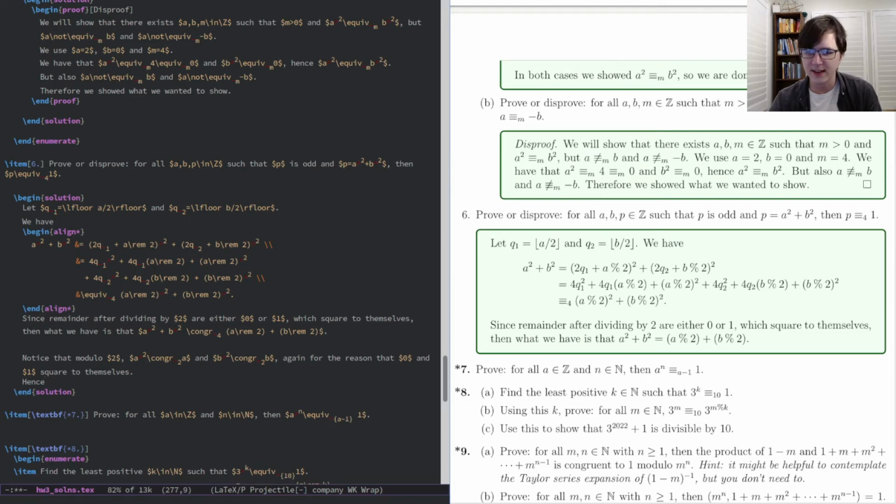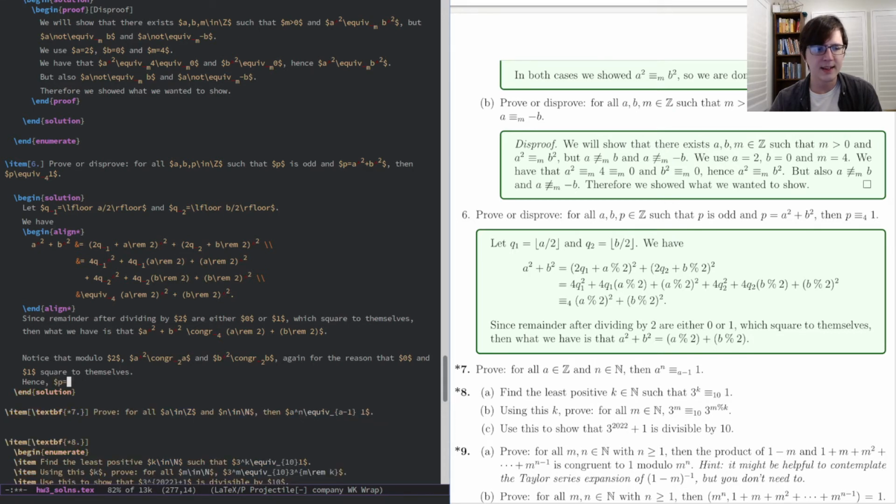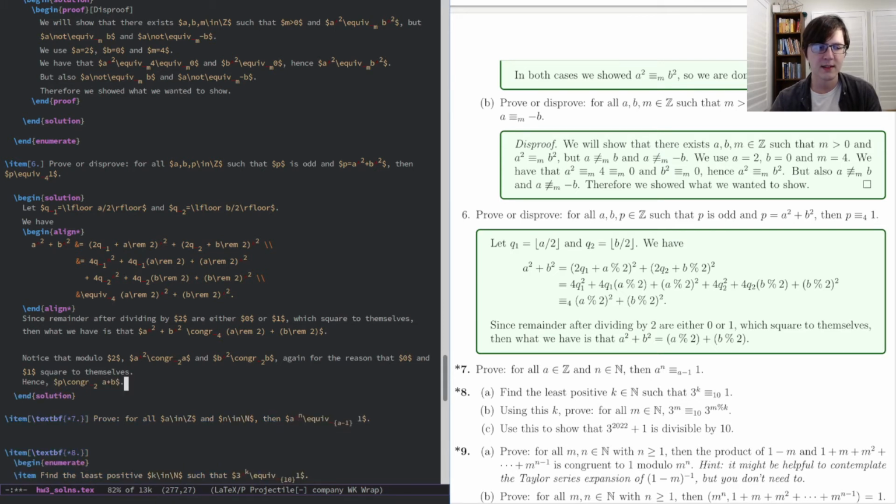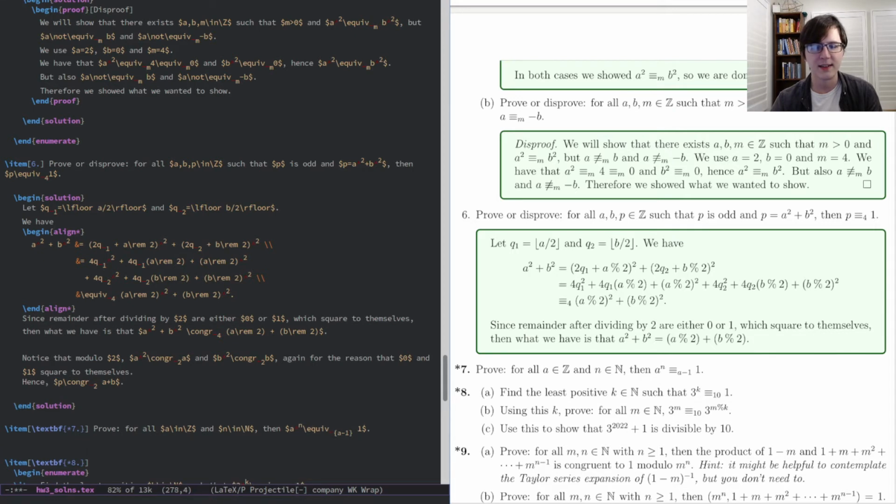So, because of that, P is congruent mod 2 to a plus b. So now, what do I want to say? I'm going to say that because of p being odd, that means that, well, we called the addition table modulo 2.